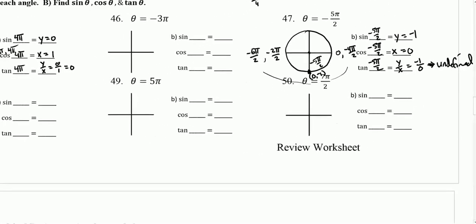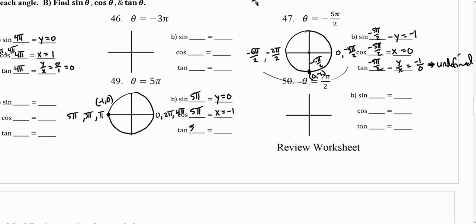Number 49, 5 pi. Well, here's 0, pi, 2 pi, 3 pi, 4 pi, 5 pi. Pi is 180 degrees, so we just keep going half circle until we end up at 5 pi, which is at the coordinate negative 1, 0. So sine of 5 pi is your y coordinate, which is 0. Cosine of 5 pi is your x coordinate, which is negative 1. Tangent of 5 pi is your y over x, which is 0 over negative 1, or 0.